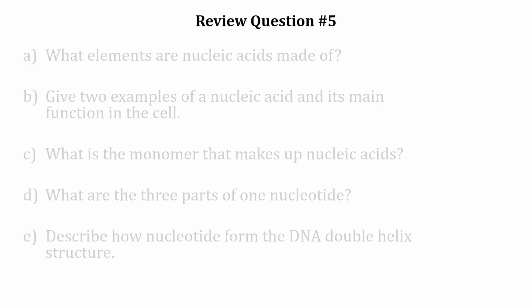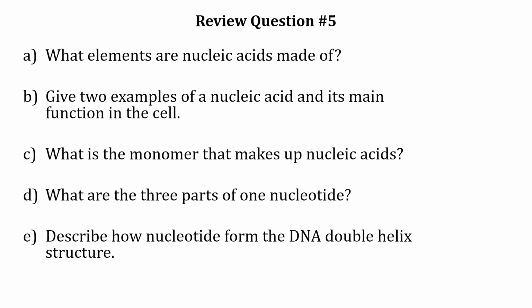Right, our final review question. What are the elements that nucleic acids are made out of? Give 2 examples of a nucleic acid and its main function in the cell. What is the monomer that makes up nucleic acids? What are 3 parts of one nucleotide? Describe how nucleotides form the DNA double helix structure. Go ahead and pause the video and see if you can work through these, and I'll tell you what the answers are.